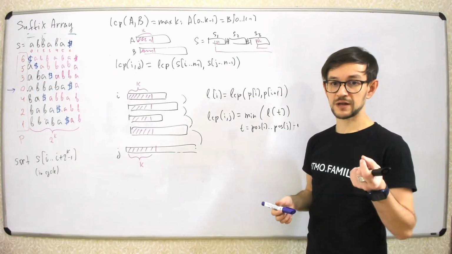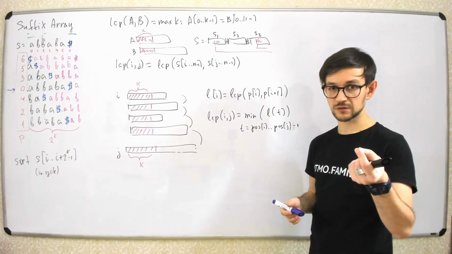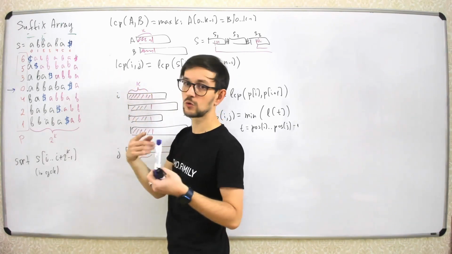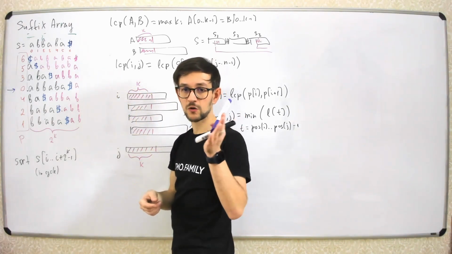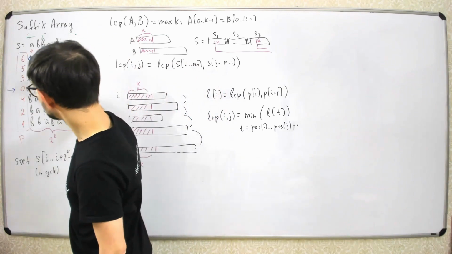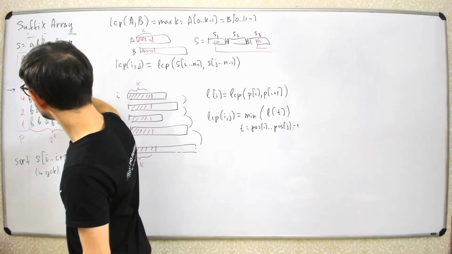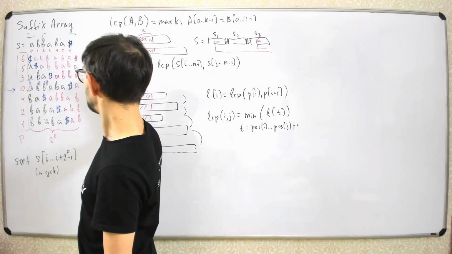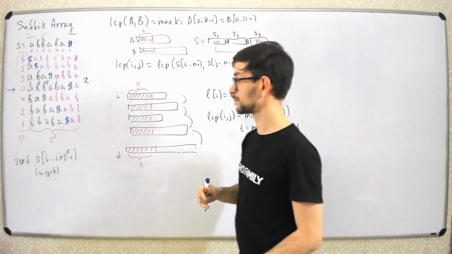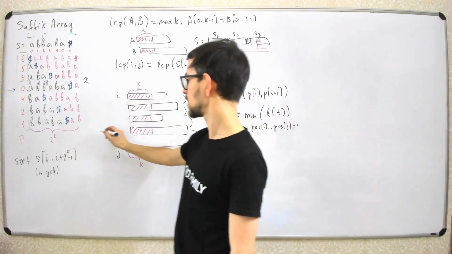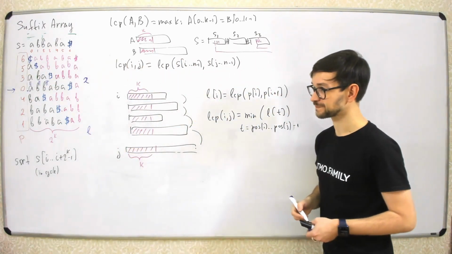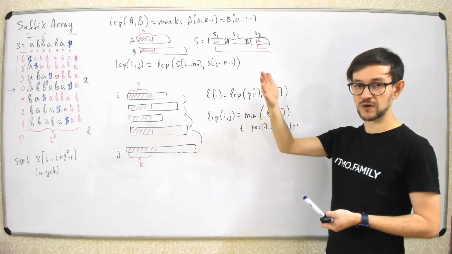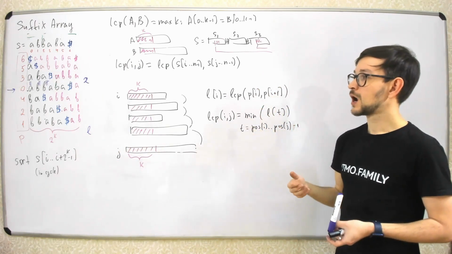and just calculate the LCP of this suffix and the previous suffix, comparing all the characters one by one. So you compare: this is equal, this is equal, this is not equal. So the LCP of this and this is 2. Yep, this would be array L. Easy, right? You just compare the characters until you find different characters.